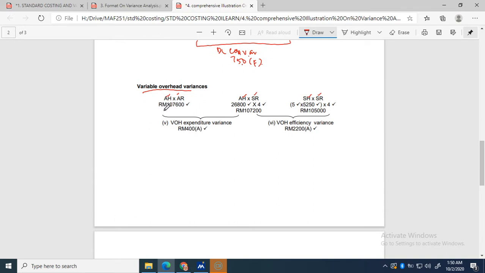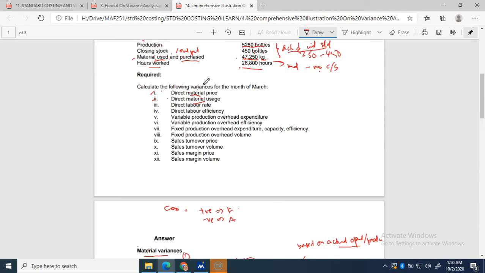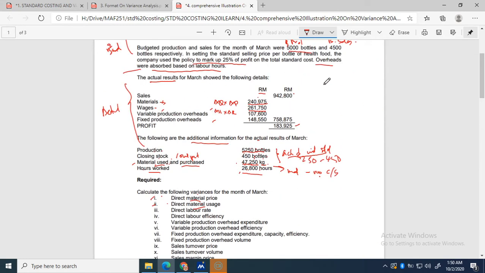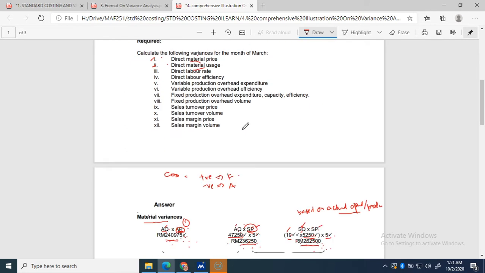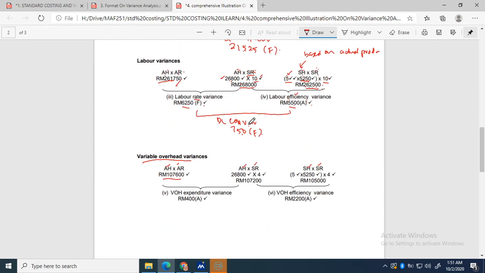How much is the actual cost of variable overhead? If we refer to the question, the actual cost of variable overhead is 107,600. So this is actual hours, actual rate. So 107,600 is the actual cost of variable overhead.